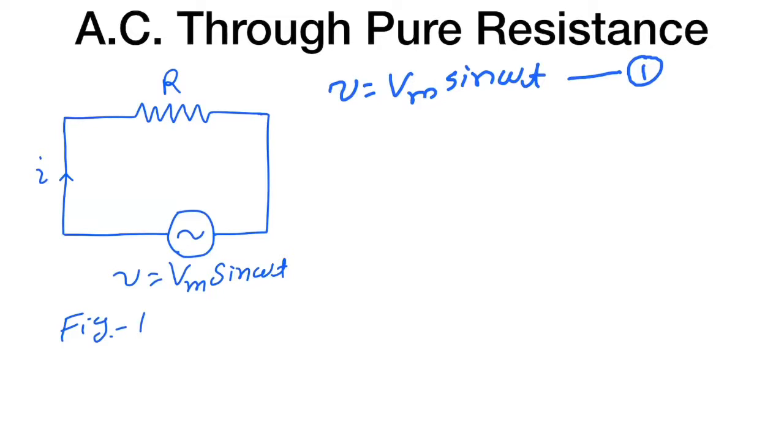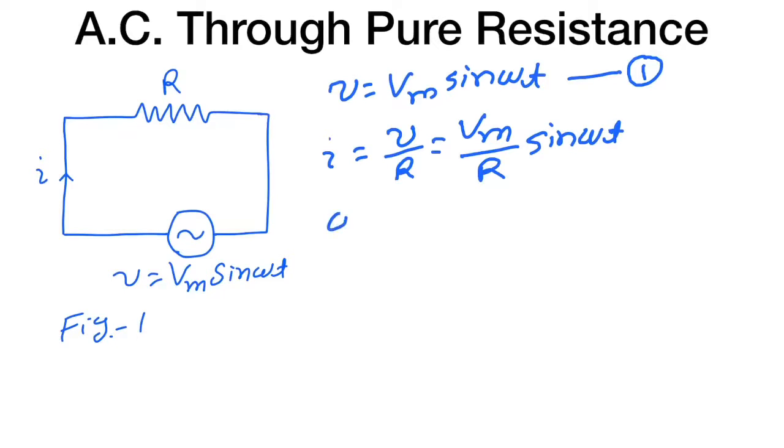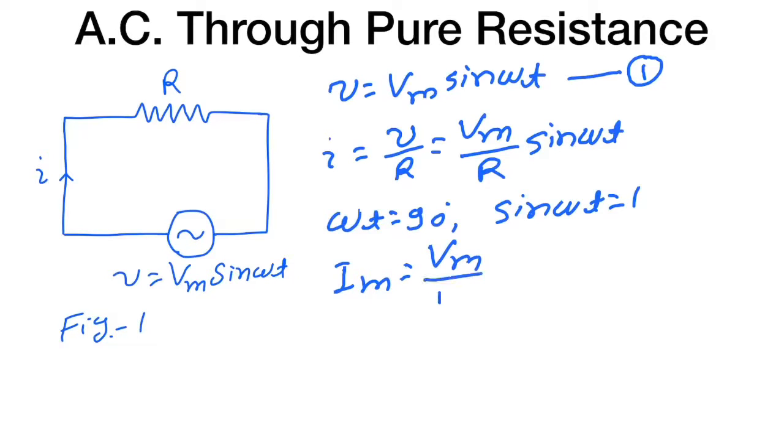Because of this supply voltage, current through resistance R is I, so it is given by V divided by R. Now put the value of V, and we get I equals Vm divided by R sin omega t. When omega t is equal to 90 degrees, sin omega t is equal to 1, the maximum value of sin omega t. So when omega t is 90 degrees, current I is maximum. The maximum value of current is given by Im equals Vm divided by R.